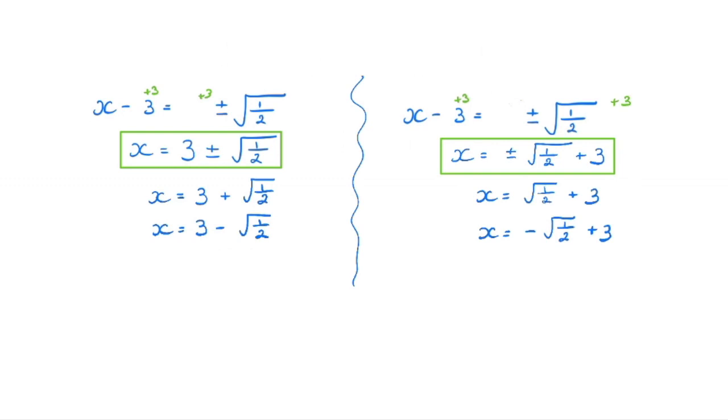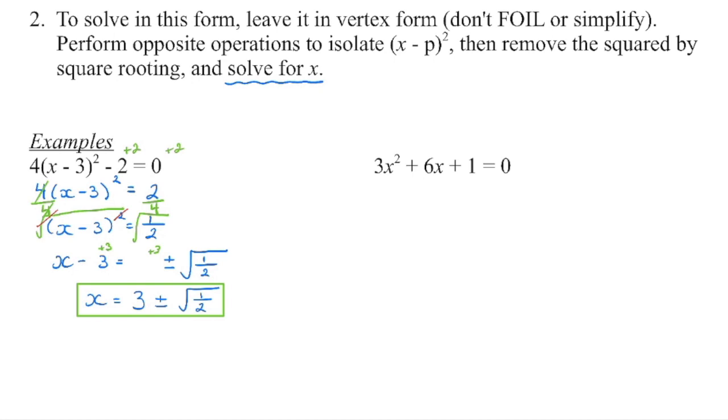Here we have positive the square root of 1/2 plus 3, and we have negative the square root of 1/2 plus 3. So you'll notice that 3 minus the square root of 1/2 is the same as the negative square root of 1/2 plus 3. So we have successfully isolated x to get the two x-intercepts for that parabola.